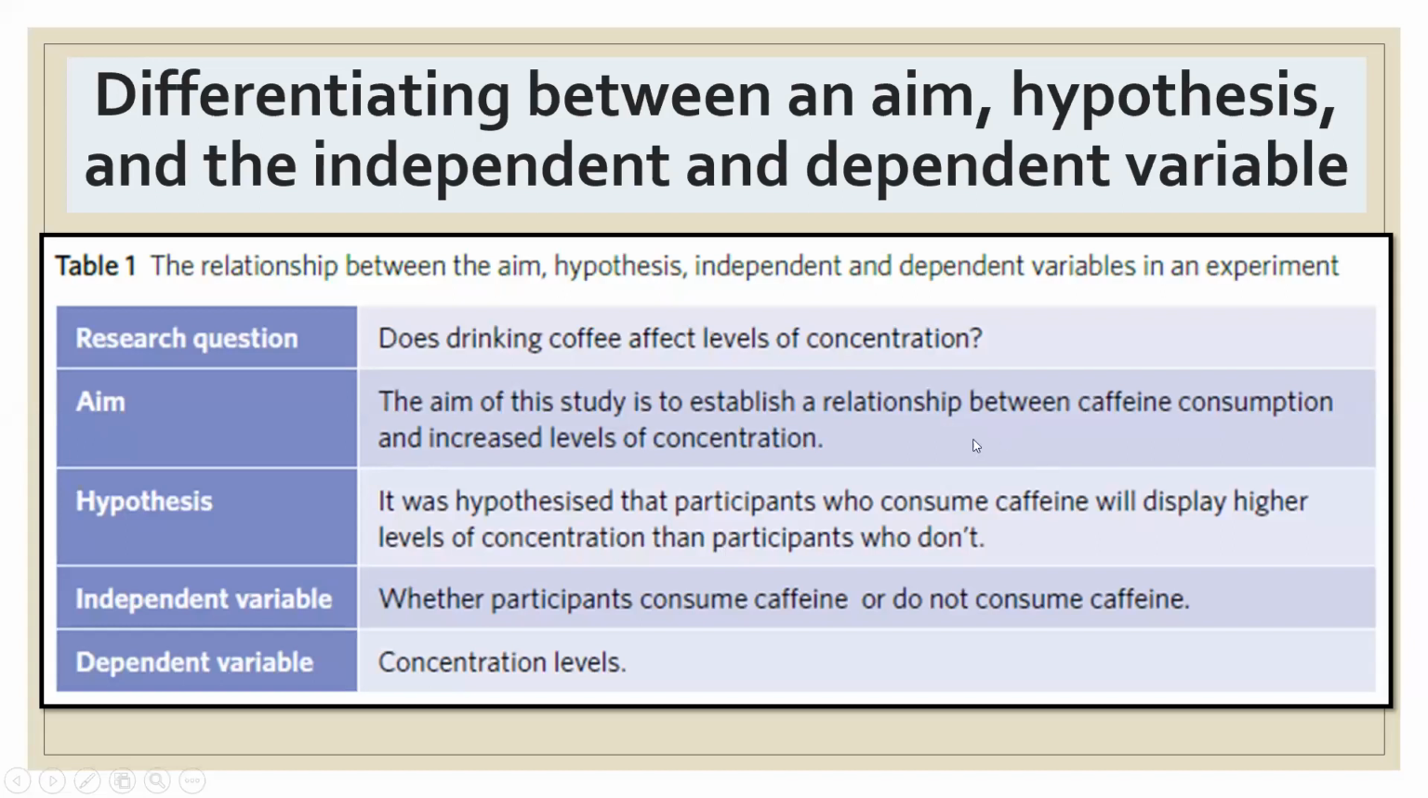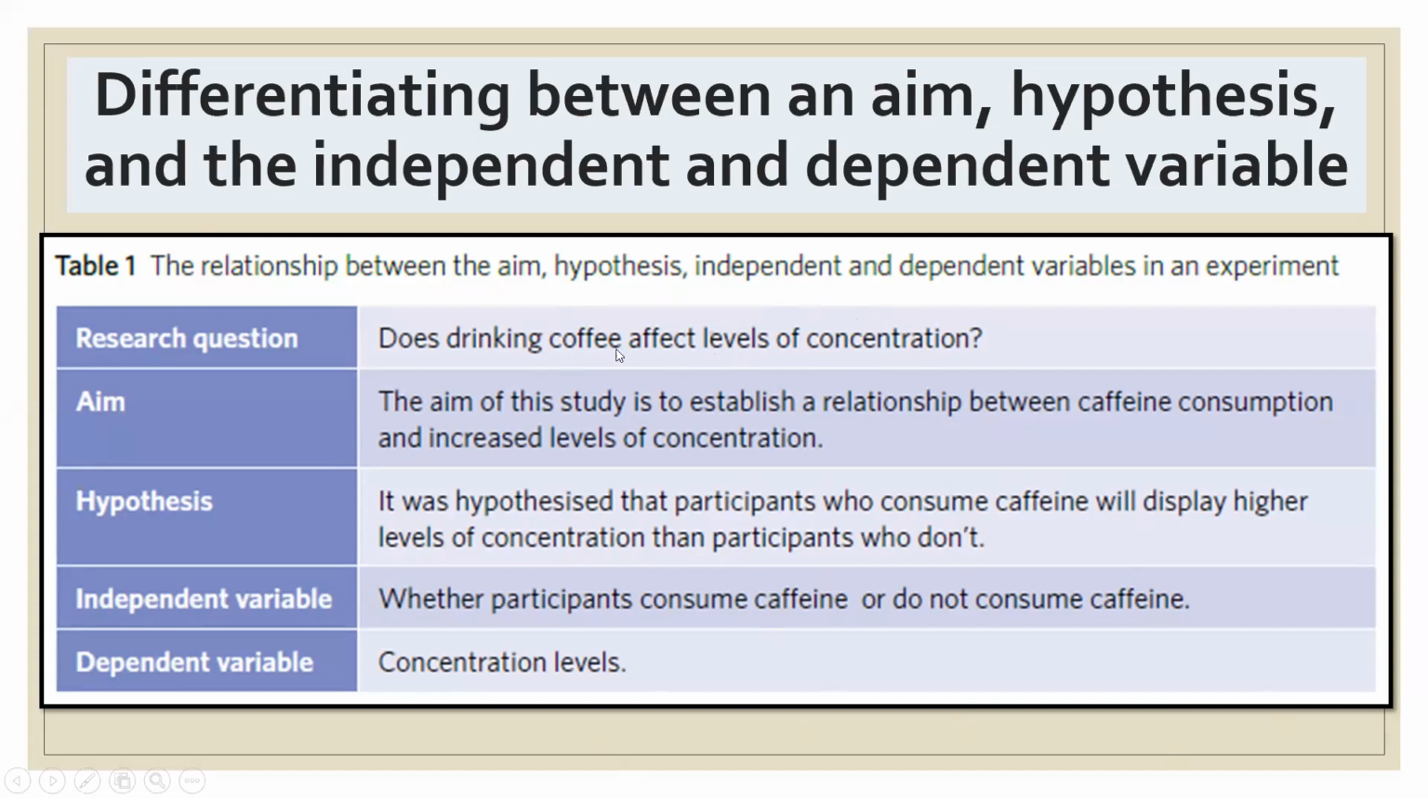Okay, so that kind of brings us to the end of this PowerPoint, just differentiating between an aim, hypothesis, IV, DV. So again, this is another example. So the research question was, does drinking coffee affect the levels of concentration? So obviously we can see, we have to think about what's the variable we're manipulating and what's the thing that we're measuring for change. Okay, what's the behavior? A lot of the times the DV is a behavior. So you can think of it like that.